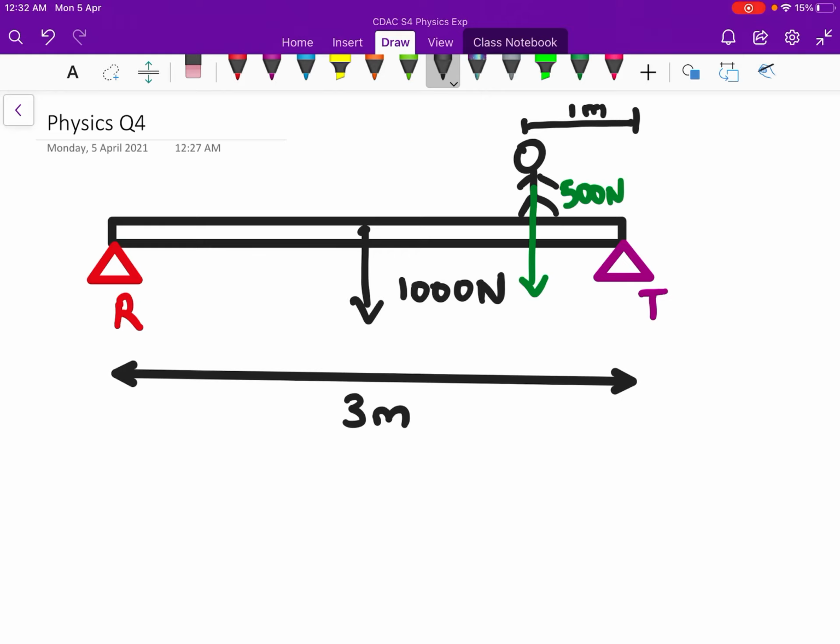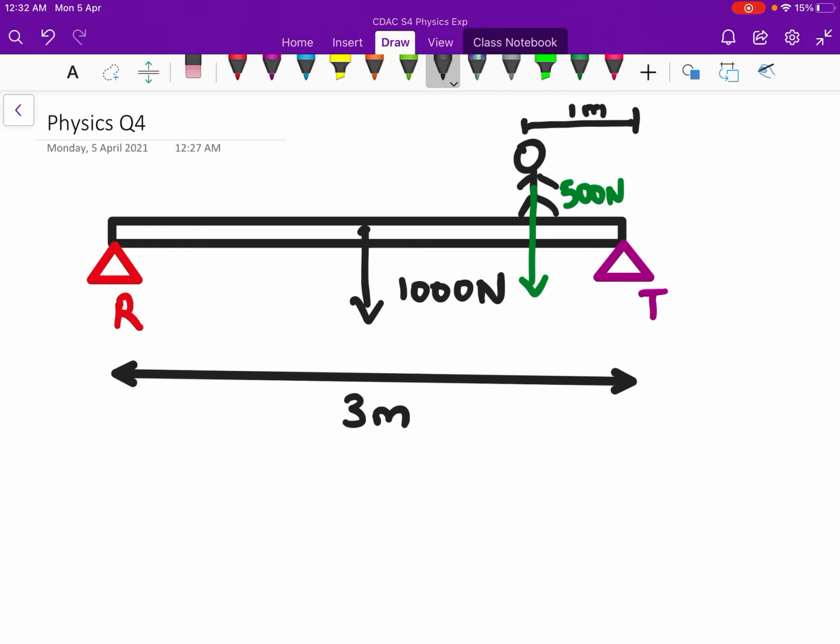We know that clockwise moment equals anti-clockwise moment. For two pivots it's actually the same thing, we just want to make it into one pivot. For this question, we are given a uniform plank of 3 meters, and the weight will be 1000 Newton. I converted the 100 kg to 1000 Newton already. The man standing 1 meter away from pivot T has a weight of 500 Newton. We are required to find the force exerted by pivot T.